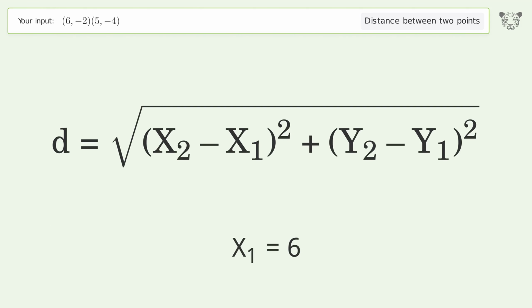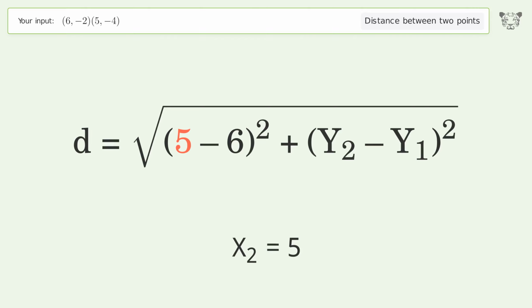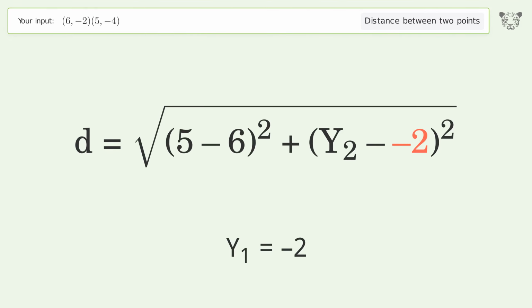x1 equals 6. x2 equals 5. y1 equals -2. y2 equals -4.